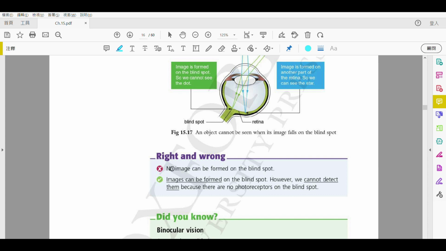So for the last part in a previous video, we've said that there are images formed on the blind spots, but since there are no photoreceptors, it will not stimulate the photoreceptors and we cannot detect them. So we cannot see the image that is formed on the blind spots. So please make sure that you get this concept correct.